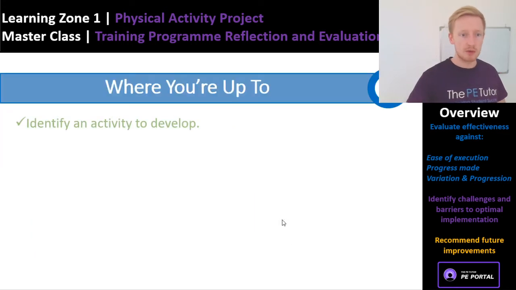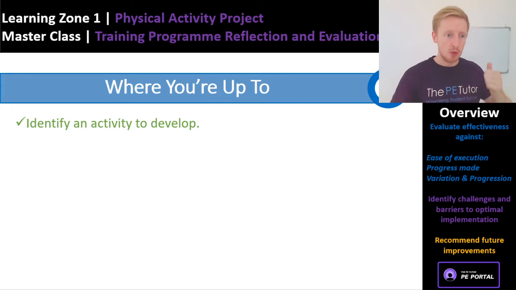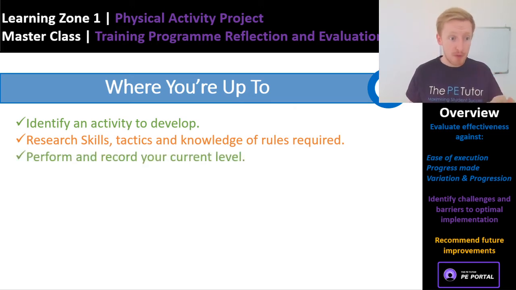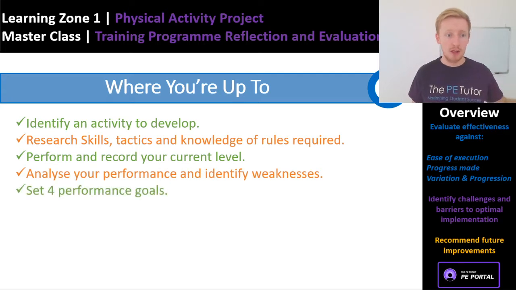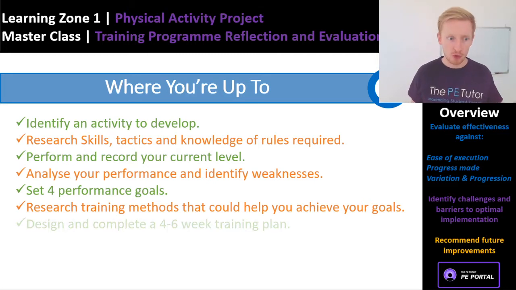So we're going to get started straight away with a brief overview of where you're currently up to. You will have already identified your activity. You will have done your research into the skills, tactics, and knowledge of the rules required to execute well in your chosen activity. Hopefully by now you have performed and recorded your current level at the start of your PAP. You then would have analysed that performance, you would have identified weaknesses, you would have set 4 performance goals, you would then have researched how you could have gone about training on the back of your first performance analysis.